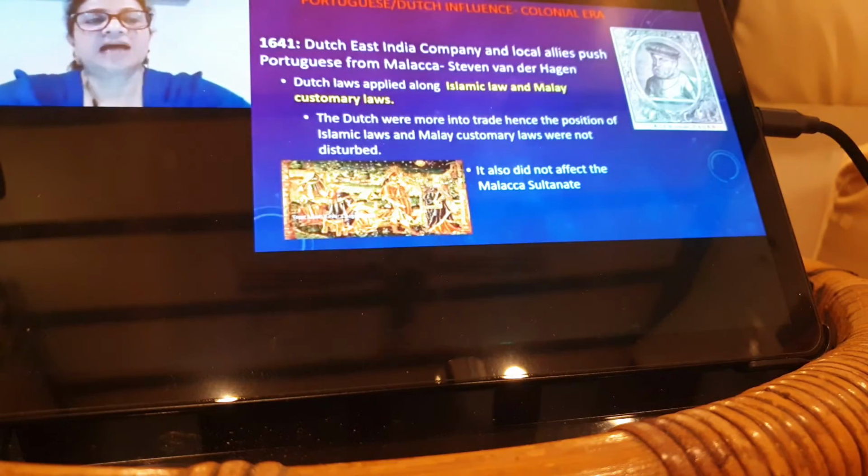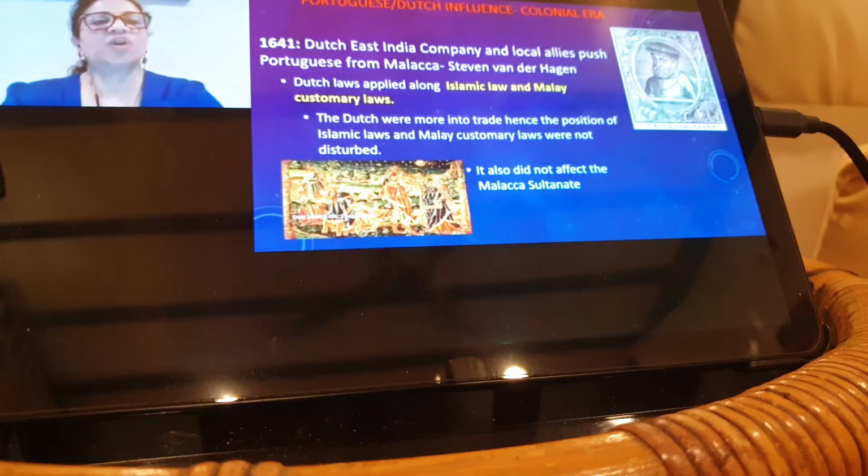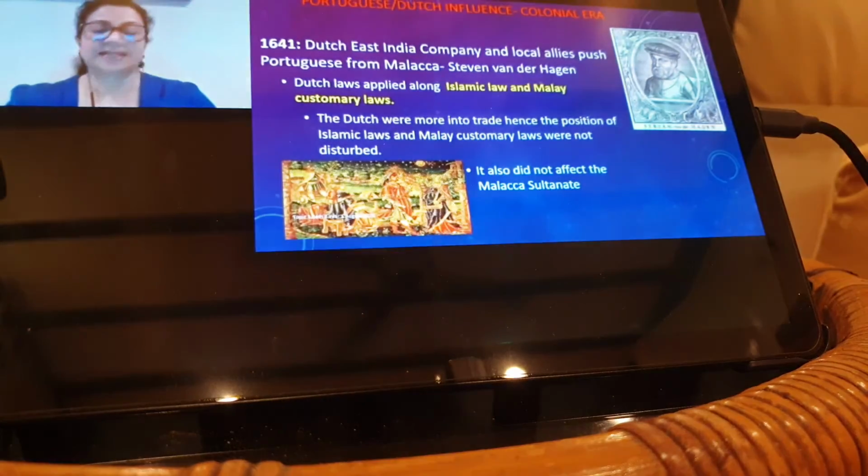Now, after the Portuguese, in 1641, the Dutch East India Company and local allies pushed the Portuguese from Malacca, under the rule of Stephen van der Hagen. Dutch law was applied alongside Islamic law and Malay customary laws. As far as the Dutch were concerned, they were more concerned with trade, and they did not interfere with the Islamic laws and Malay customary laws. Hence, it did not affect the Malacca Sultanate.